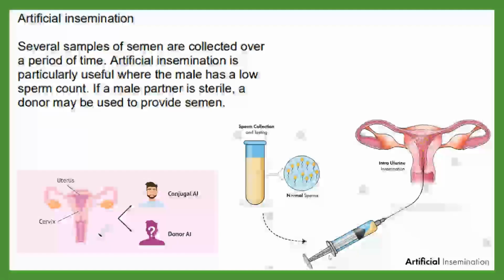normal. In the case of male sterility, if the male partner doesn't produce sperm at all, then it is possible that a donor can provide those semen samples for the artificial insemination process.